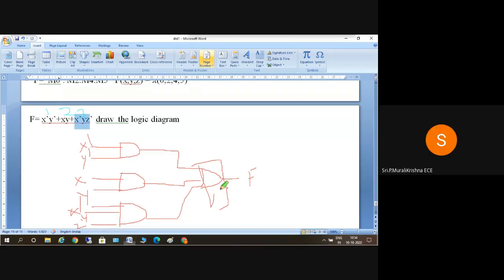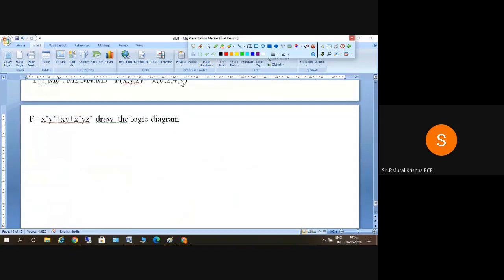And coming to the product of sums. So for product of sums we'll be using only one AND gate and multiple OR gates. So if there are multiple sums, we'll be using multiple OR gates, but in total we'll be having only one AND gate in case of the product of sums. Okay, so we'll see that.